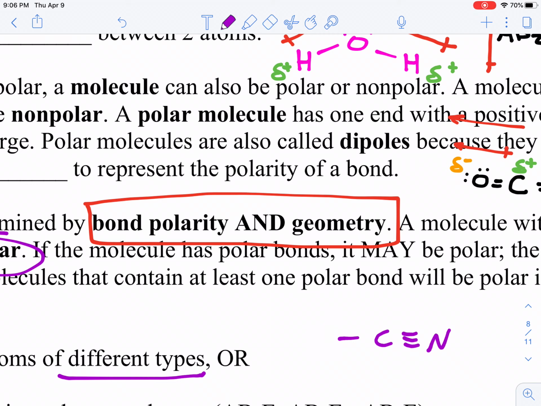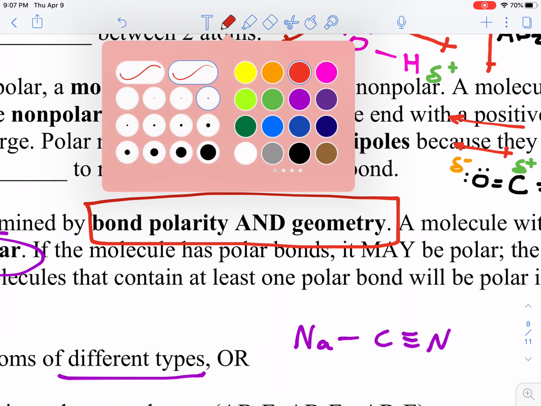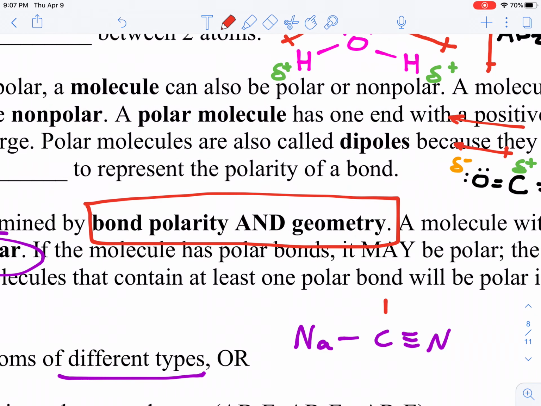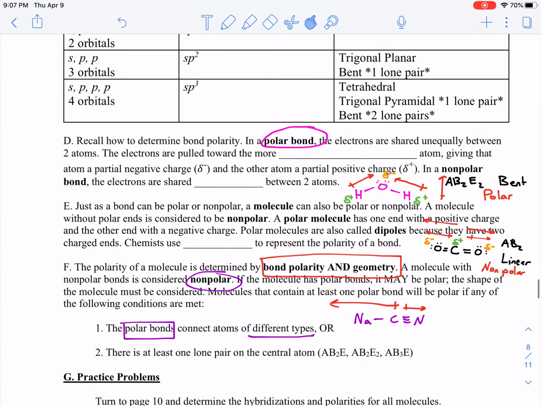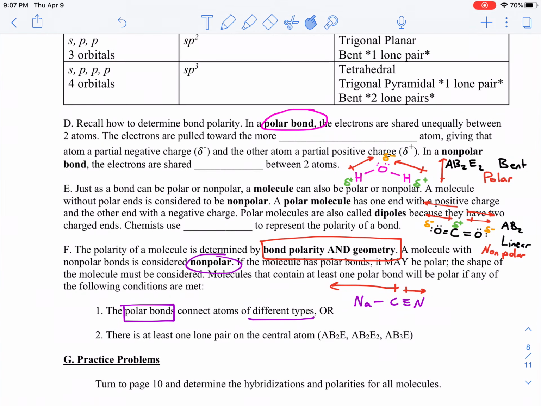So let me just make something up. This is probably ionic, but for the sake of our purposes, we'll deal with it, right? So if I put a sodium there, let's pretend that these are both polar bonds, but it turns out that the polar bond going this way might be a lot greater than the polarity bond going this way. So if you have polar bonds connected to different atoms, you have a situation where you have a polar molecule. So different atoms, then you are going to have a polar molecule as long as the bonds are polar.